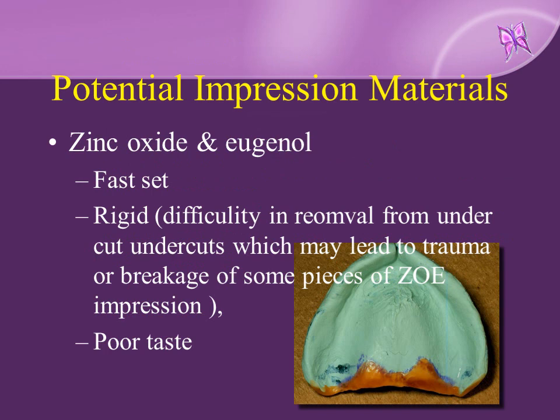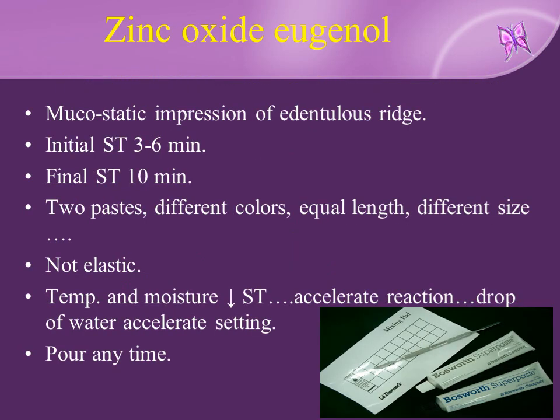Potential impression materials: zinc oxide eugenol, fast-set, rigid. So there's difficulty in removal from the undercut area, which may lead to trauma or breakage of some pieces of zinc oxide impression. Poor taste. Zinc oxide eugenol is considered a mucostatic impression of the edentulous ridge. Initial setting time is between 3 to 6 minutes. Final setting time is 10 minutes.